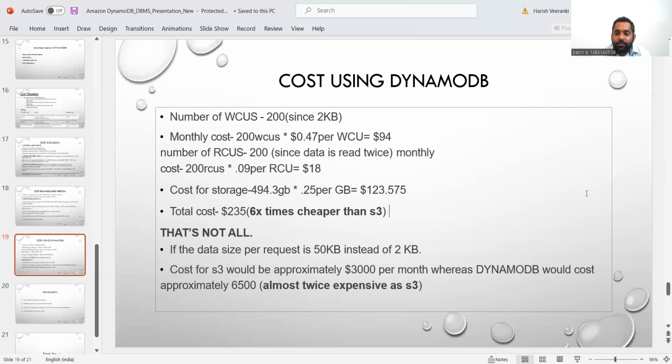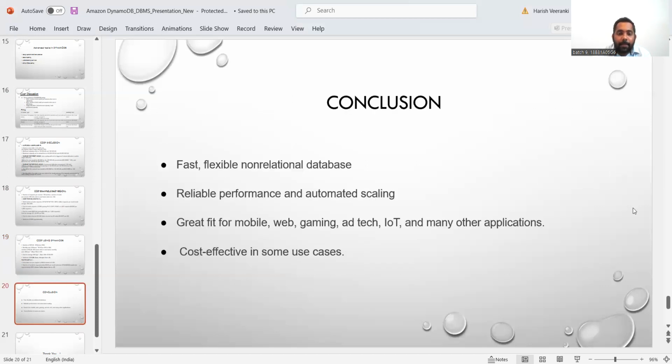And in conclusion, it is a fast, flexible, non-relational database with reliable performance and automated scaling, a great fit for mobile, web, gaming, ad technologies, IoT, and many other applications. It is cost effective in some use cases.